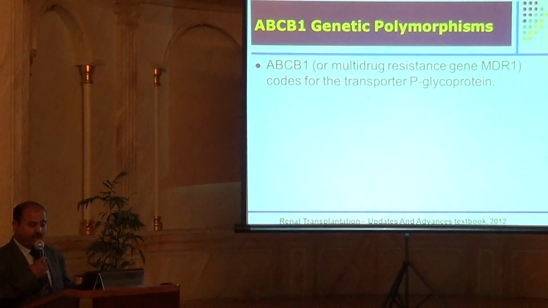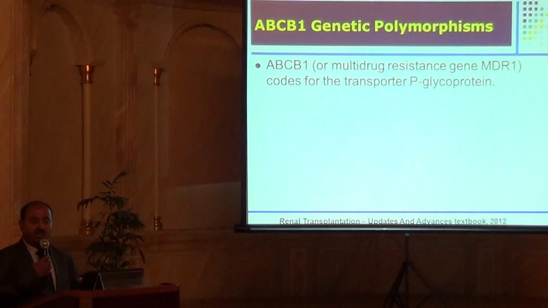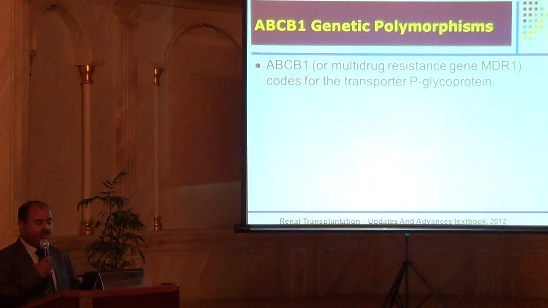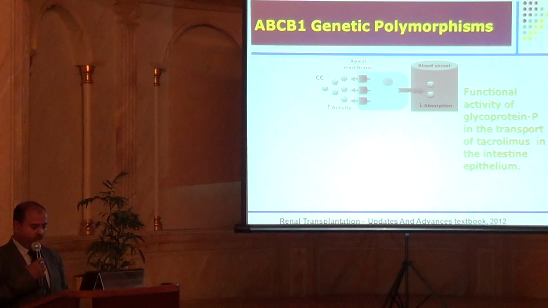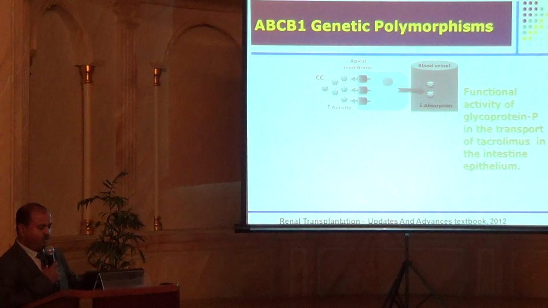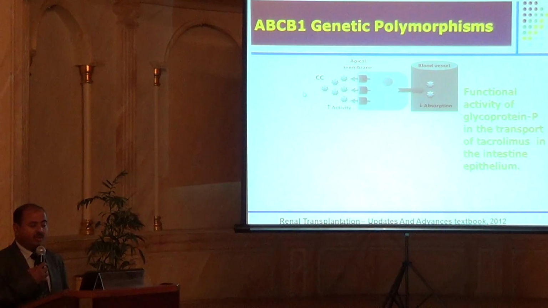Why? One of the reasons is the presence of ABCB1 genetic polymorphism. What is the ABCB1 gene? The other name is the multi-drug resistance gene that codes for the transporter P-glycoprotein. The protein encoded by this gene is an ATP-dependent drug efflux pump. So, just to show this, the value of this P-glycoprotein, if you look at this figure, if the patient is CC genotype, the expression of P-glycoprotein is very abundant and the pump is very active. What will happen? The pump leads to efflux of the drug into the intestinal lumen, leading to decreased absorption. So in a patient with CC genotype, the absorption capacity is low.